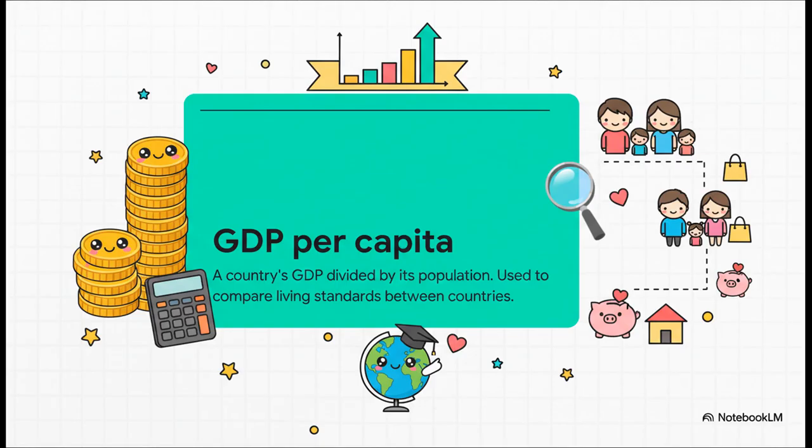Okay, but what about a country's size? A country could have a ginormous GDP just because it has a ton of people. That's where GDP per capita comes in. It's super simple. You just take the total GDP and divide it by the population. What you get is a rough, and I mean rough, idea of the average economic output for each person. It's a much better tool for comparing the standard of living between countries.